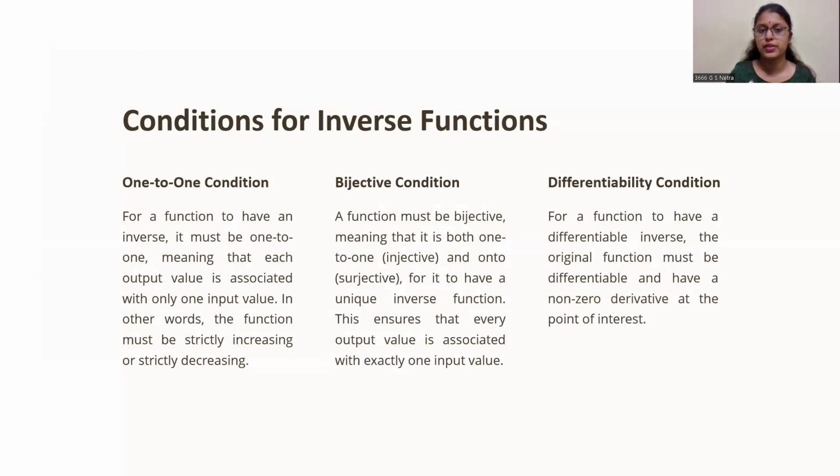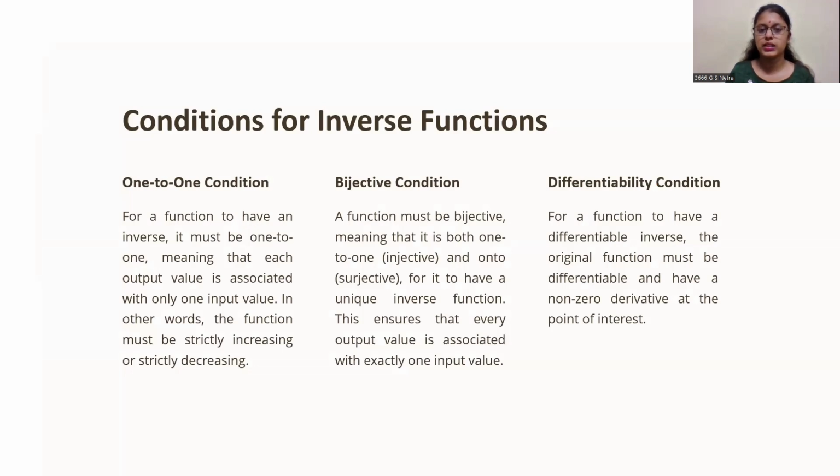Next, the conditions of an inverse function: one-to-one condition, bijective condition, and differentiability condition. One-to-one condition: for a function to have an inverse, it must be one-to-one, meaning that each output value is associated with only one input value. In other words, the function must be strictly increasing or strictly decreasing.